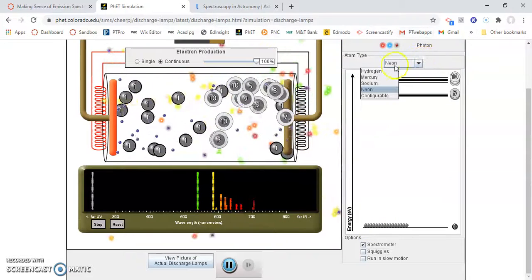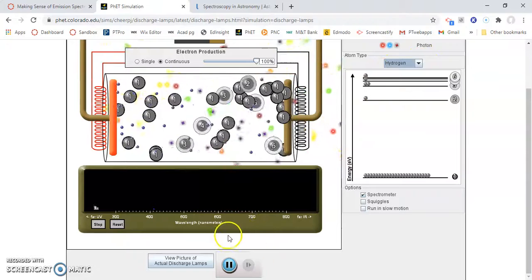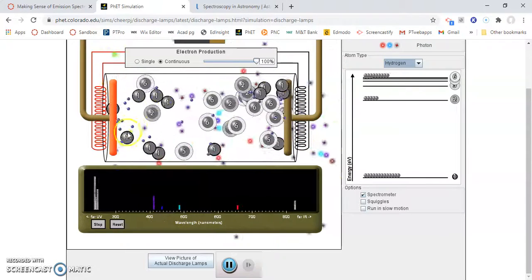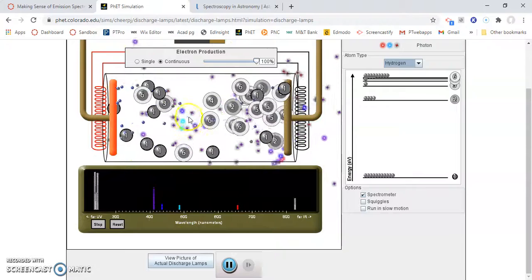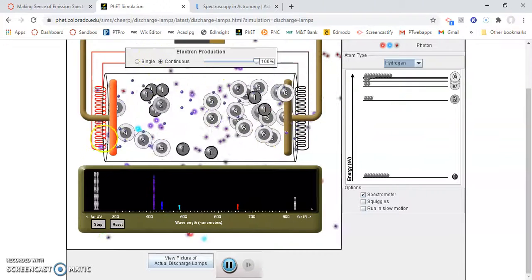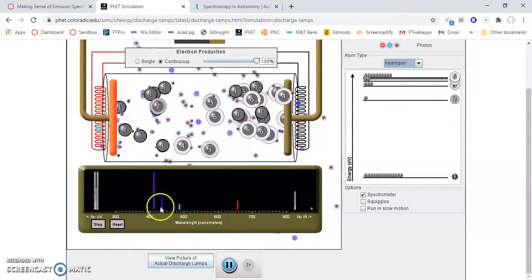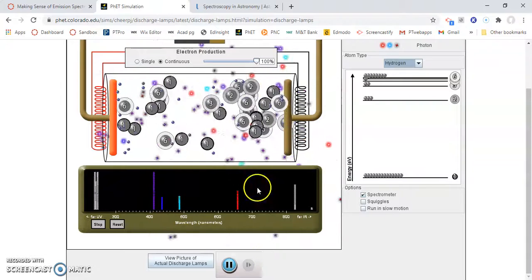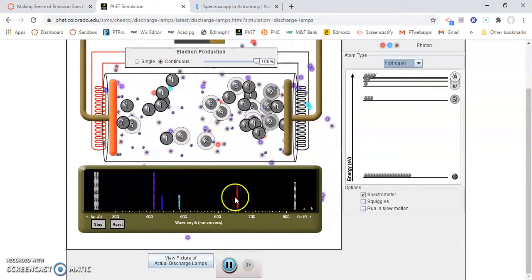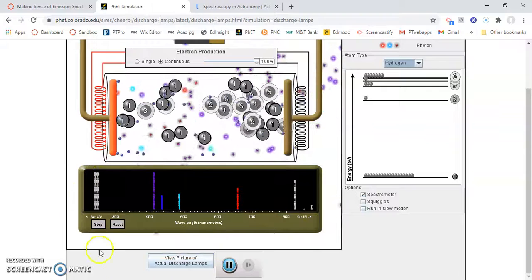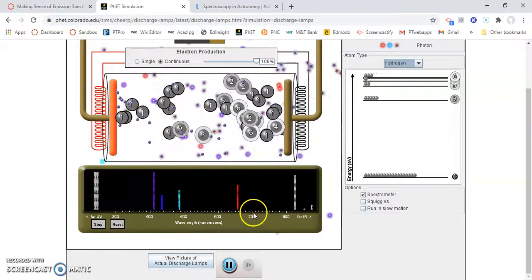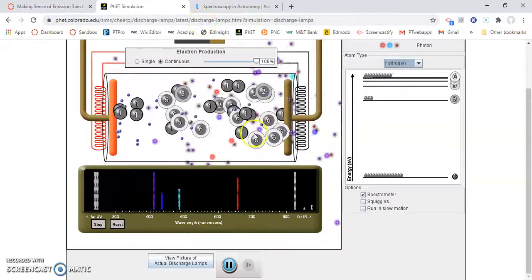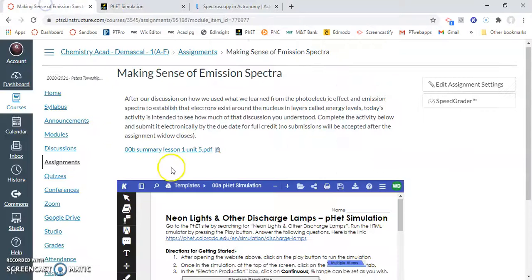You can select the different elements from that drop-down menu, and what you're going to notice is the light coming off here. You can see these light particles, these photons, being given off. Each one of those photons has a band in the spectrogram down here at the bottom, and you're going to want to recreate these on your lab, so pay attention to the markings of where the lines are on the scale.